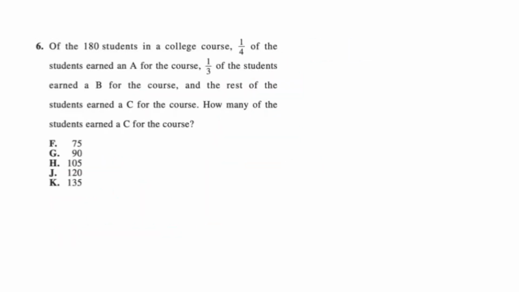Number 6 says, of the 180 students in a college course, 1/4 of the students earned an A for the course, 1/3 of the students earned a B for the course, and the rest of the students earned a C for the course. How many of the students earned a C for the course?